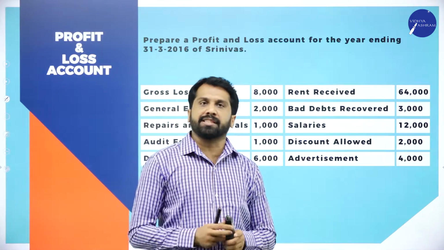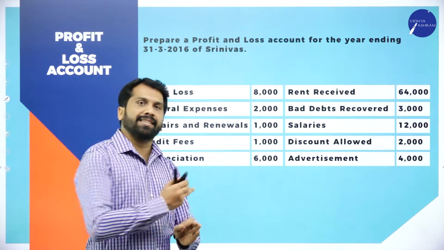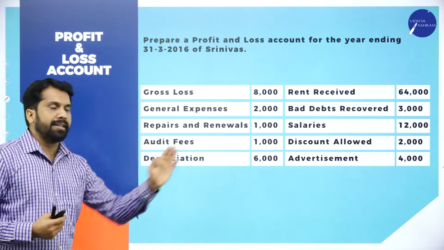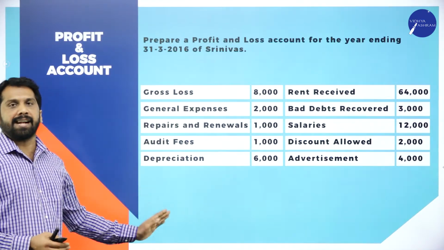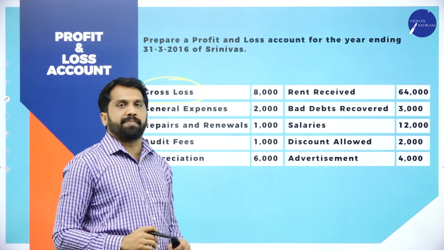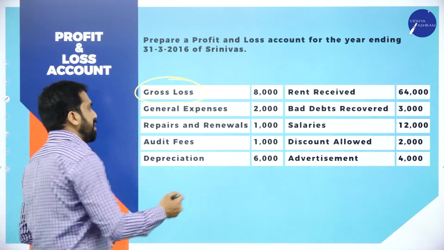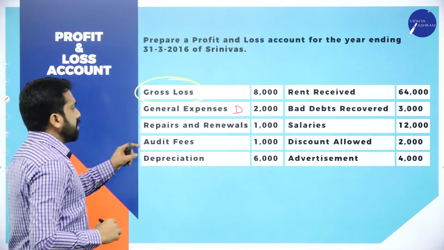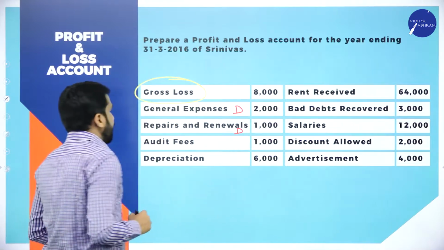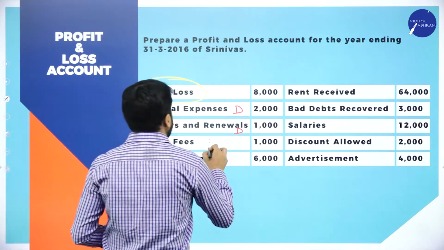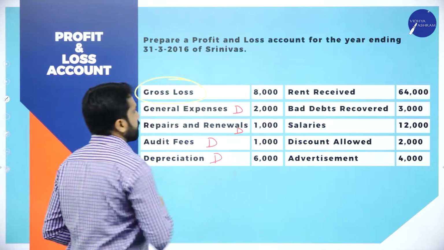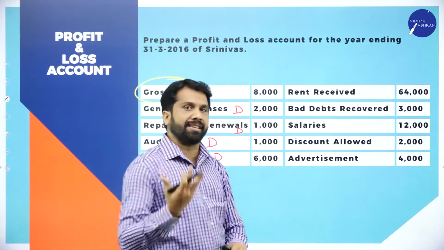I'll give you one logic. The logic is simple. All the expenses debit, all the income credit. Clear? If you are receiving, credit side. If you are giving, debit side. Now, gross loss will come later. General expenses, are you receiving or paying? Paying. Paying means debit. Repairs and renewals, again you are paying, so it is debit. Audit fees, you have to pay, debit. Depreciation, reducing, debit. Rent received, you are receiving, credit.